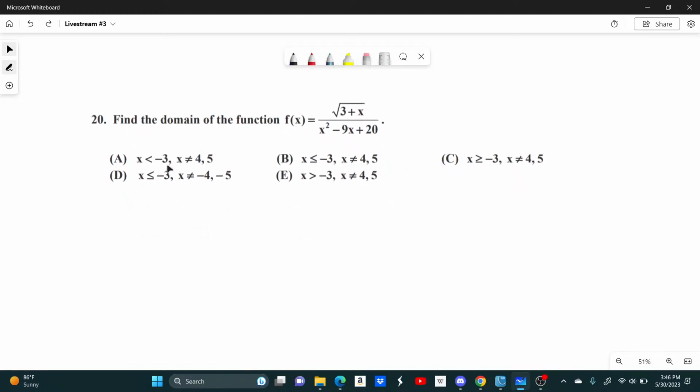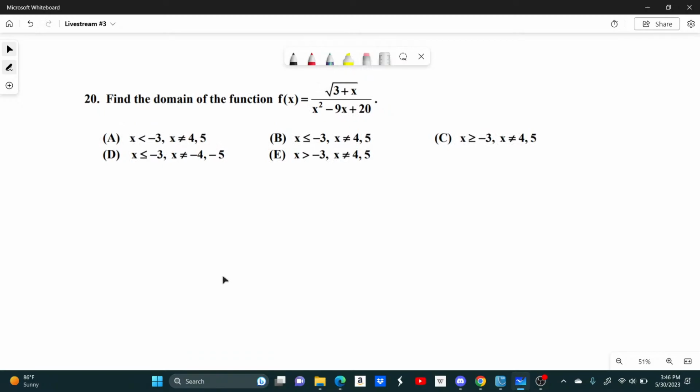Alright, we're going to find the domain of this function: square root of 3 plus x over x squared minus 9x plus 20. Okay, let's see what we have to do here. So what things are going to restrict our domain in this case? We have something in the denominator, so we know that this cannot equal 0. If that equals 0, that's a deal breaker, no matter what's in the top. And then we also have a square root in the numerator, and anything under the square root has to be greater than or equal to 0, or else you're going to get something imaginary, and that doesn't work.